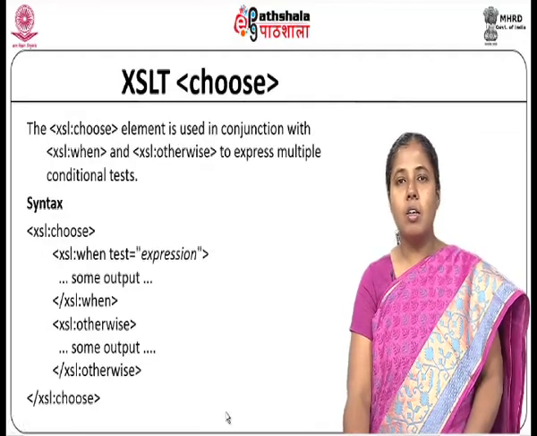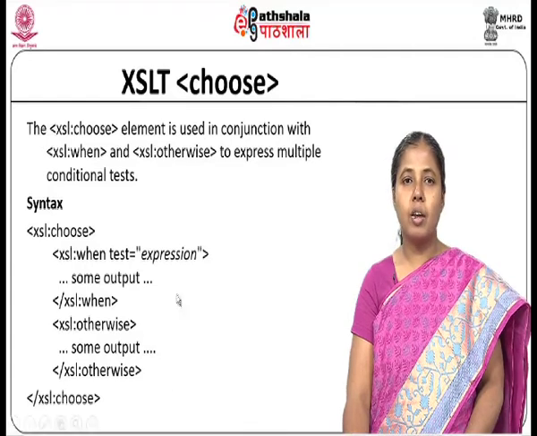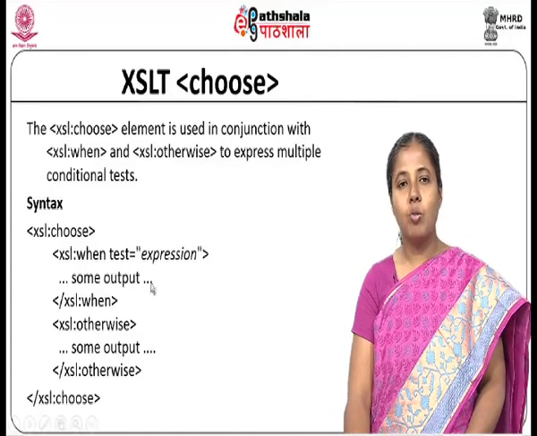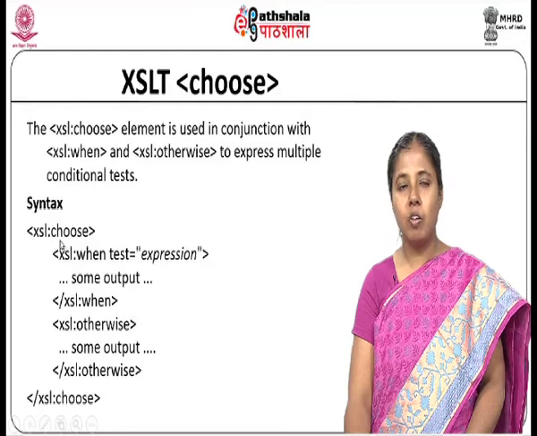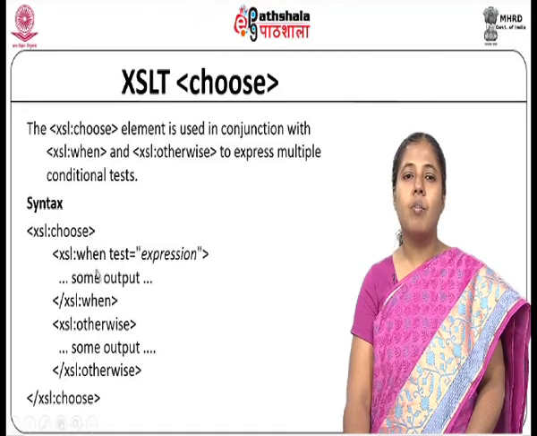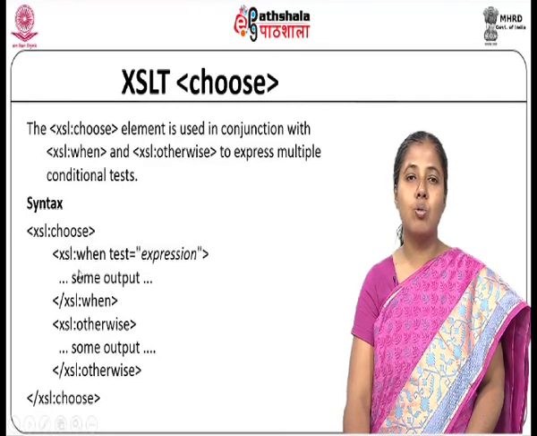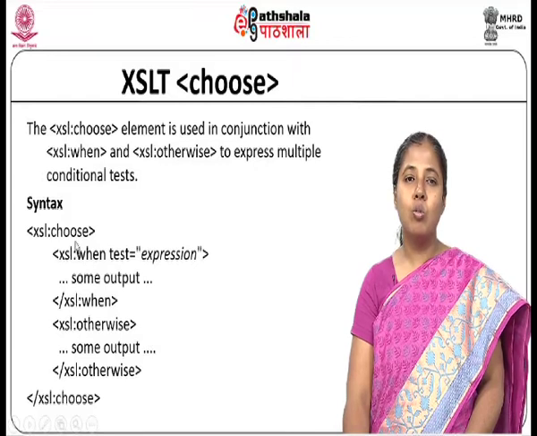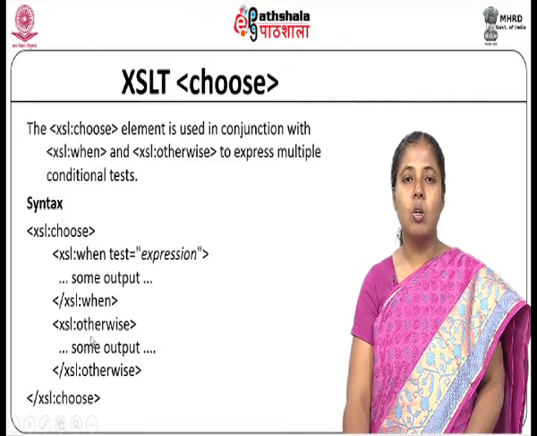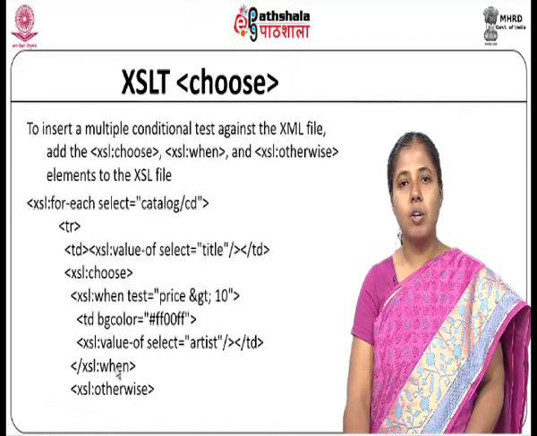And then there is another conditional element called choose, which is used in conjunction with another element called otherwise. This is actually like if-else support in XSLT. So, you choose when the condition is like this. You can note down the keywords: choose, when. So, choose when this condition is true, otherwise you choose this. So, you are applying choose, when and otherwise like an if-else.